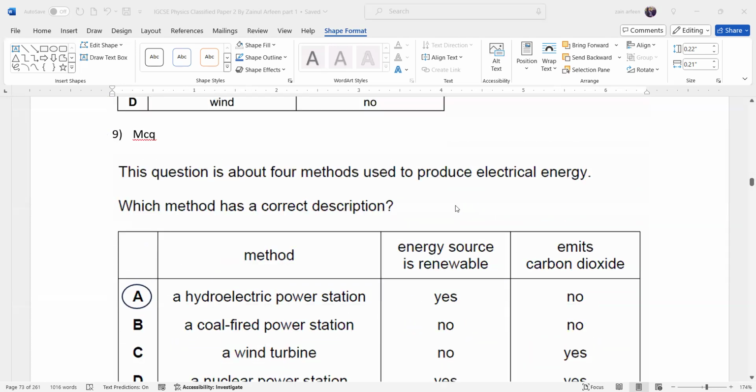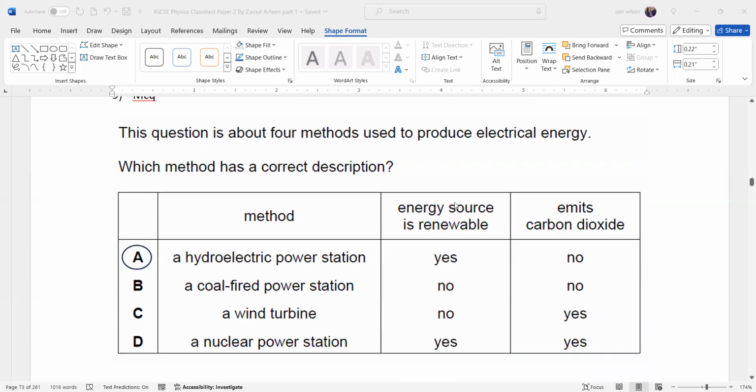This question is about methods used to produce electrical energy. Which method has a correct description? Is hydroelectric a renewable? Yes, it's a renewable. Does it emit carbon dioxide? No, it does not emit carbon dioxide because we don't burn any fossil fuel. That's why there's no carbon dioxide released.